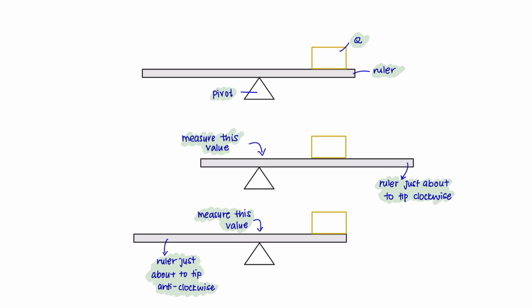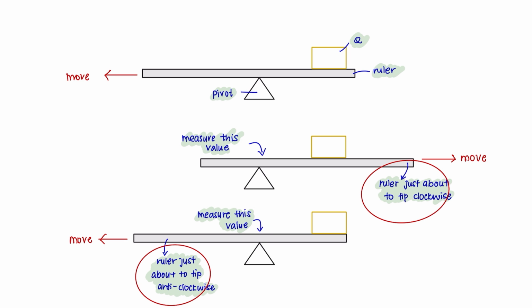A method to find the point at which the meter ruler is as near to being balanced as possible is move the ruler to find the point at which the ruler just tips one way.